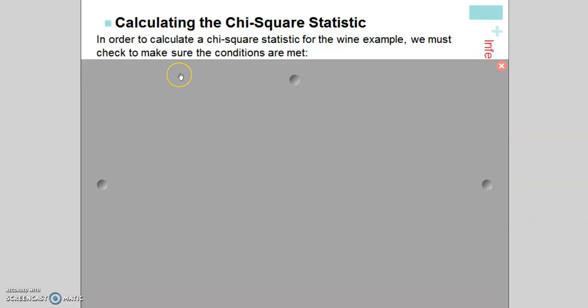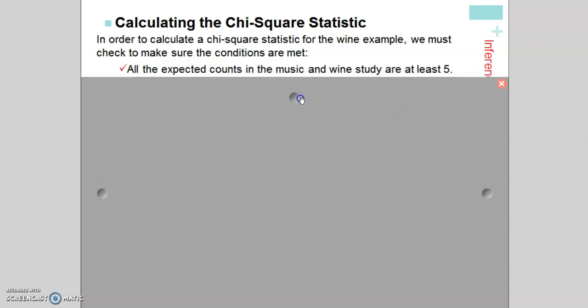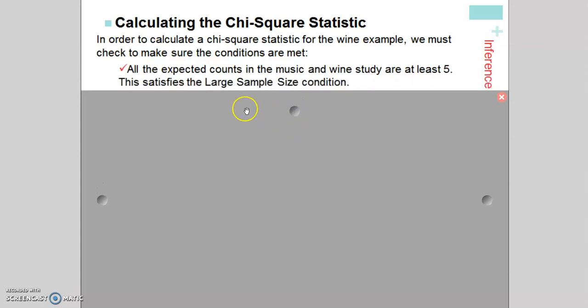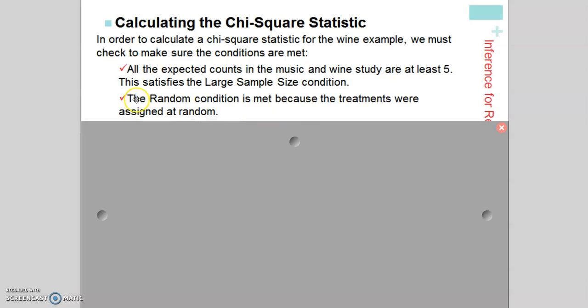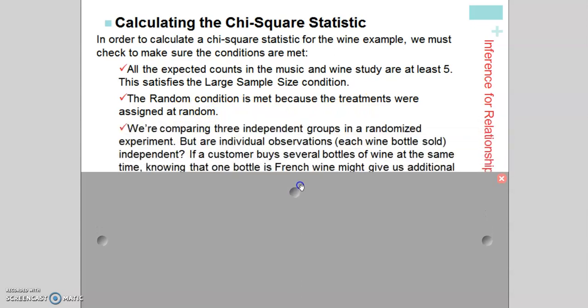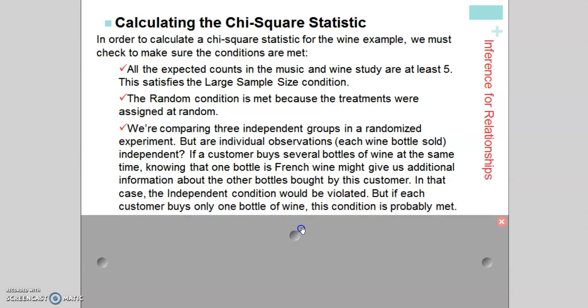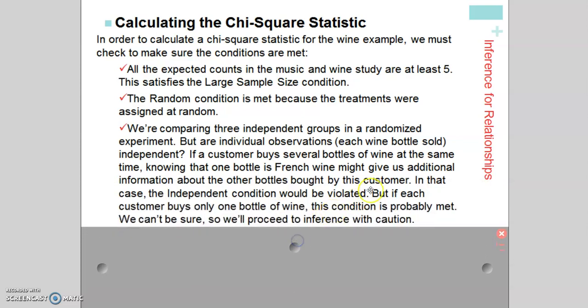So next thing we're going to talk about is the conditions that need to be met in order to calculate the chi-squared statistic. These are going to look pretty similar. All expected counts are at least 5, so that satisfies the large sample size condition. Then the random condition is met because in the initial explanation of this problem, the treatments were assigned at random 2 different times. And then for the independent condition, we've got some concerns here.